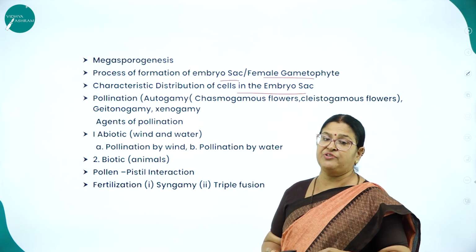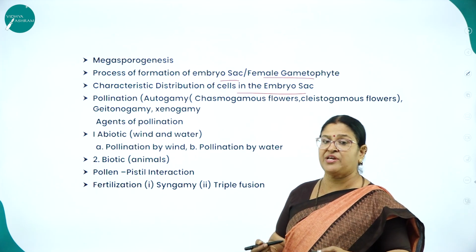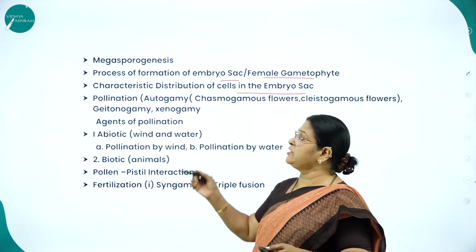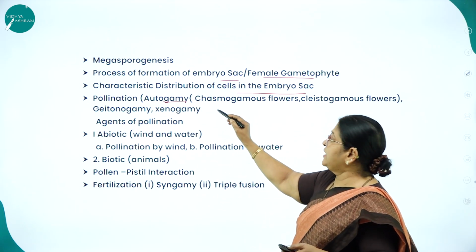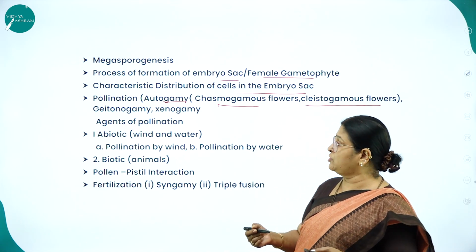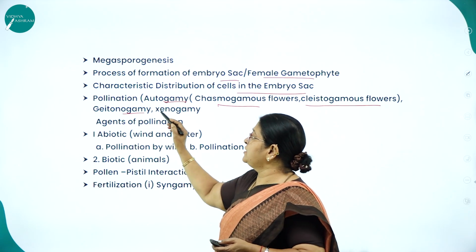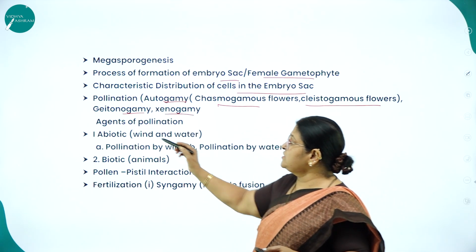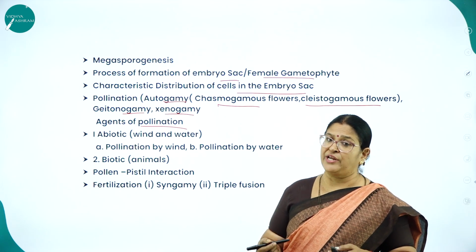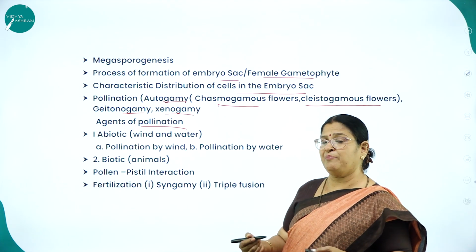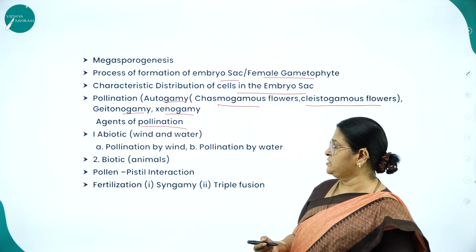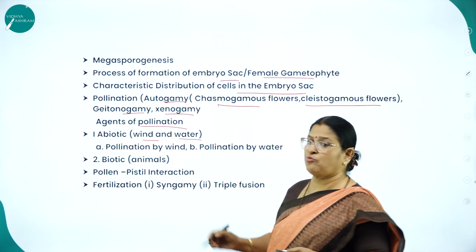Then pollination, which is a very important phenomenon that needs to take place to bring the 2 gametes together. That is pollination, which is nothing but the transfer of pollen grains from the anther of a flower to the stigma of a flower. There we'll be studying the types, such as autogamy. In that again, chasmogamous flowers and cleistogamous flowers, and the conditions that are required for autogamy. Then geitonogamy and xenogamy. Then agents of pollination. We also know that pollination can happen only through agents. The one which helps in the process of pollination may be abiotic agents or biotic agents. Abiotic agents include wind and water.